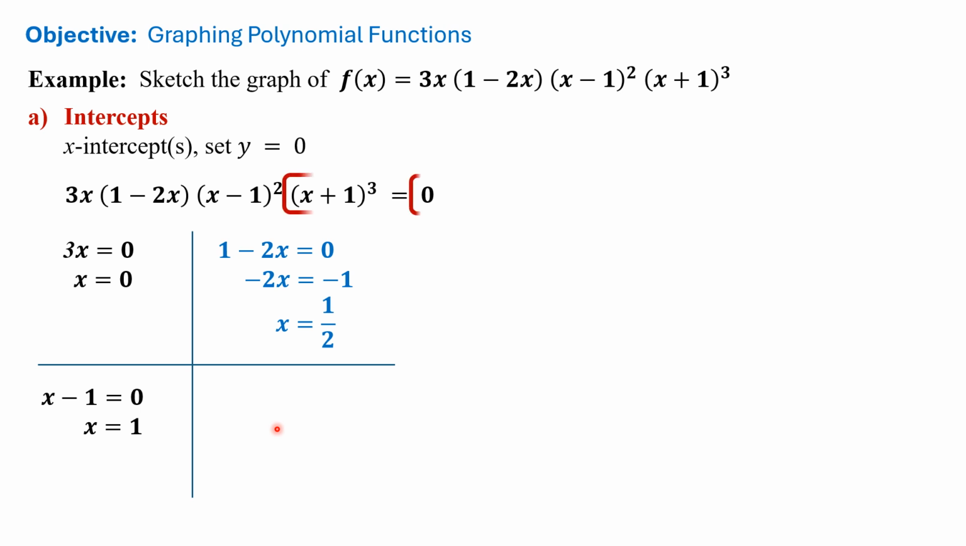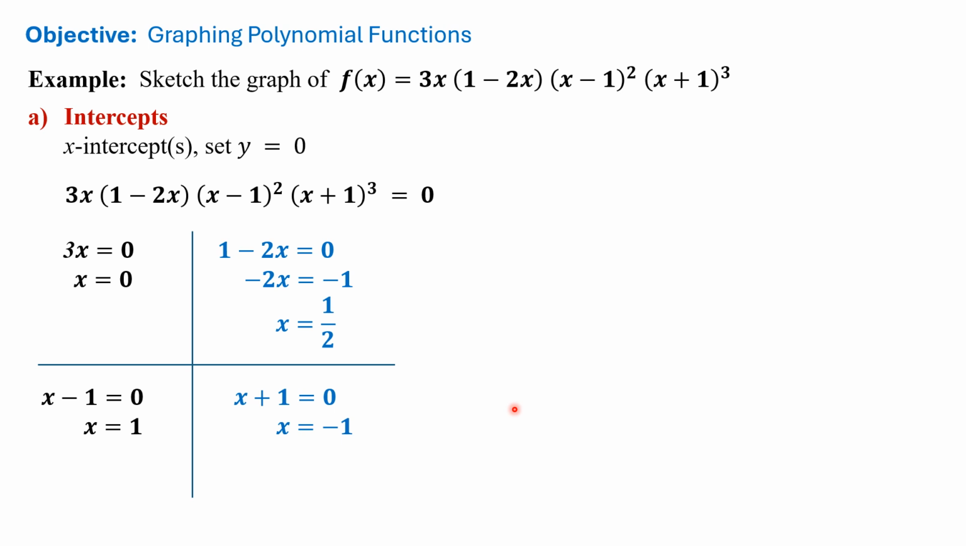And then for the last factor, x plus 1 cubed equal to 0. And we can also ignore the power 3 because if we get the cube root of both sides, the cube root of 0 is still 0. So we can have x plus 1 equal to 0 and we get x equal to negative 1. So there are 4 x-intercepts: 0, 1/2, 1, and negative 1. And these are the zeros of the function.